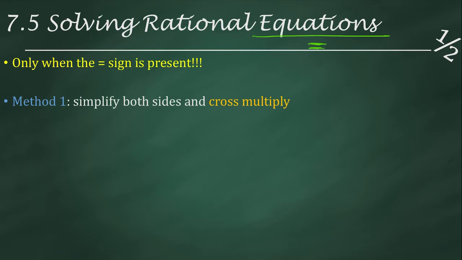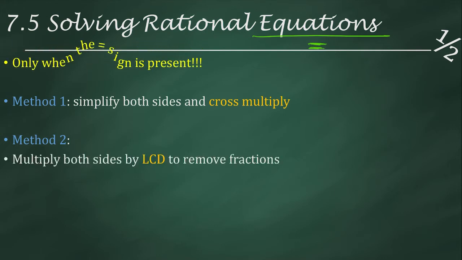That works if they're simple. However, it can lead to some nasty polynomial equations to solve. Method 2 works all the time and is usually simpler, but it's only when the equal sign is present. Multiply both sides by the lowest common denominator to remove the fractions. Solve your equation and check your answers. Yes, it's possible to get extraneous solutions, which are solutions you get while you solve but don't work when you check them.